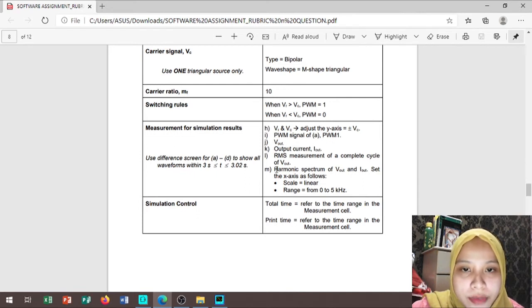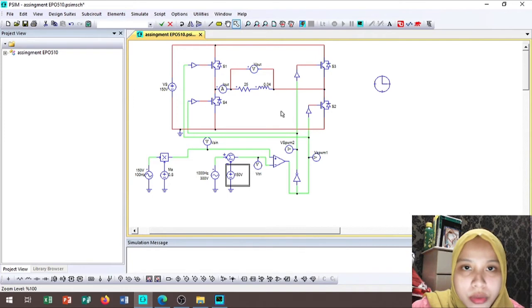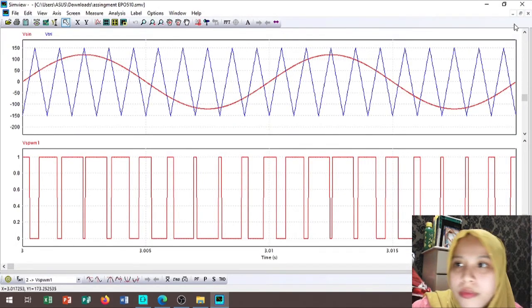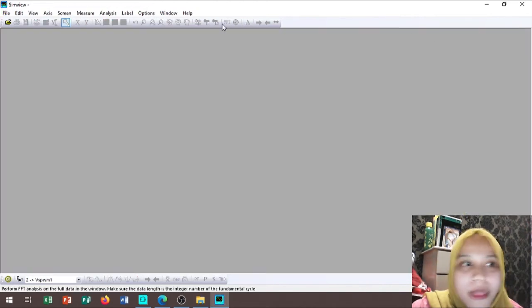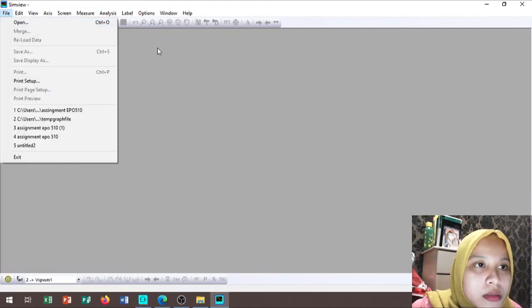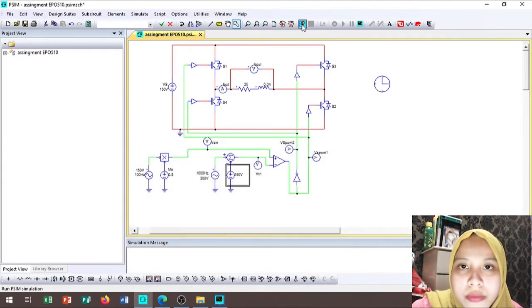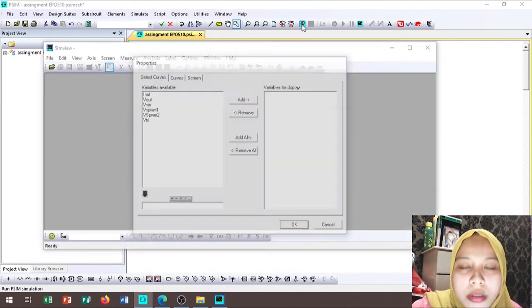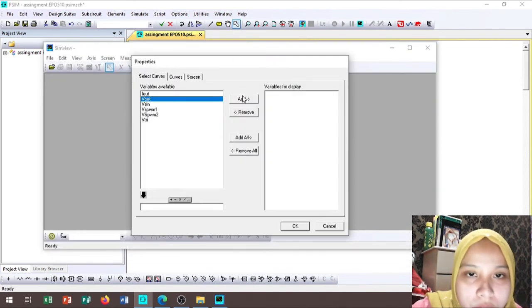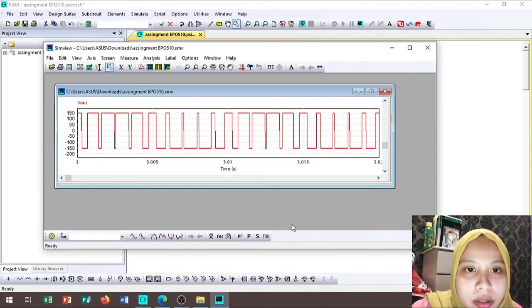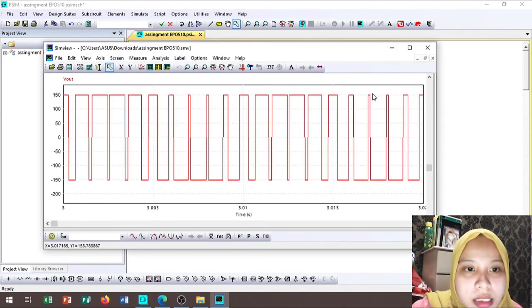And then the next question is V out. Basically this is the result that we get for V out from 3 second to 3.02 second.